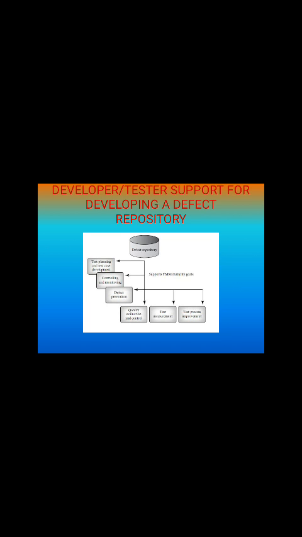Next is quality evaluation and control. Quality evaluation means your test cases should have 100% accuracy. This is very important. Next is test measurement. Test measurement means you have to decide by what time you must finish all your test cases. This is very important. Finally, test process improvement. You have to implement this for your test cases and execute them, and successfully clear the bugs. Time limit is very important to maintain. This is called developer and tester support for developing a defect repository.